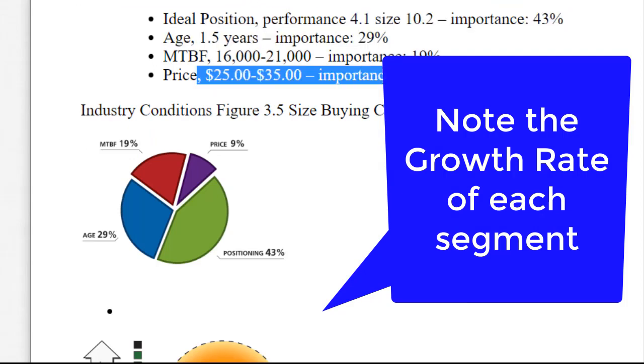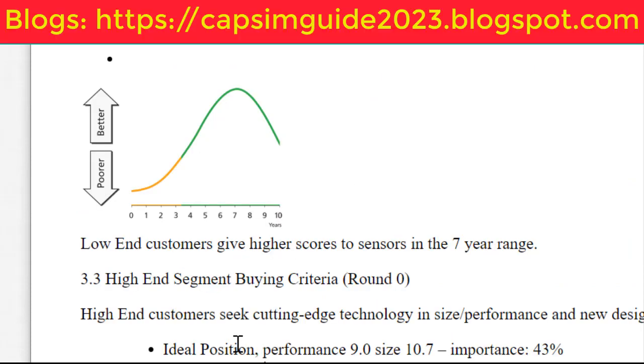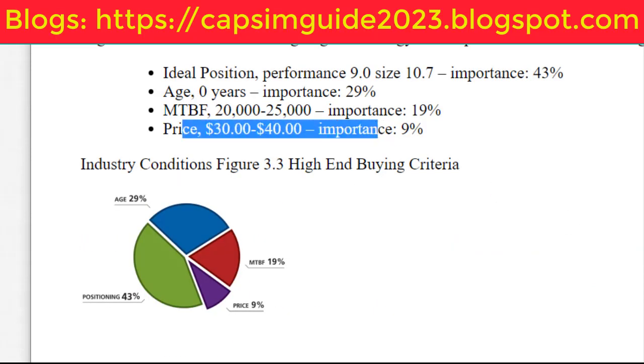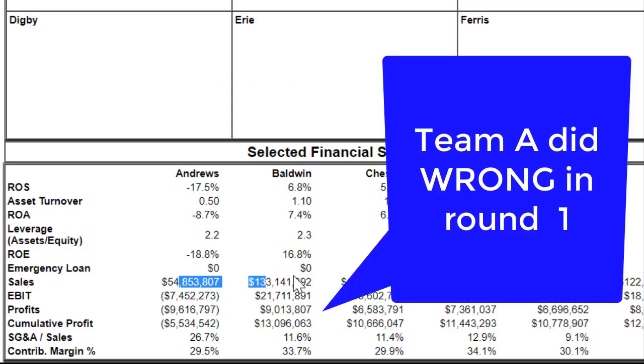Each segment has a different growth rate, so you check that in the industry condition report as you are seeing on the screen, right? And also we check the customer buying criteria.